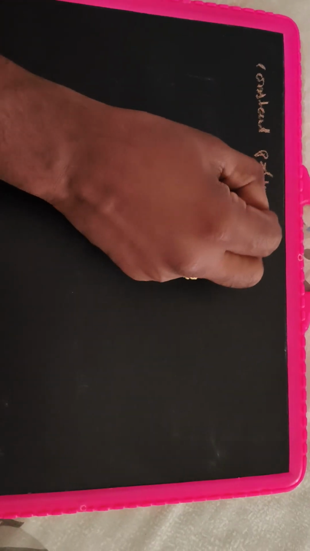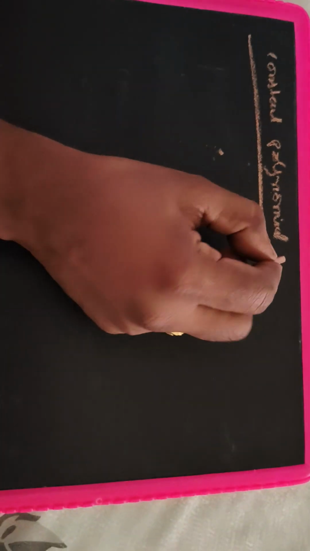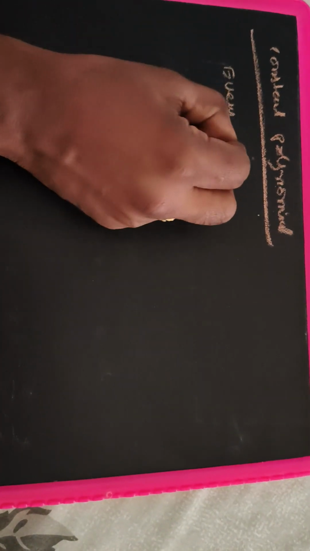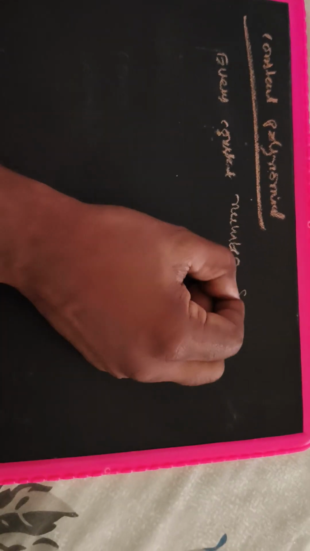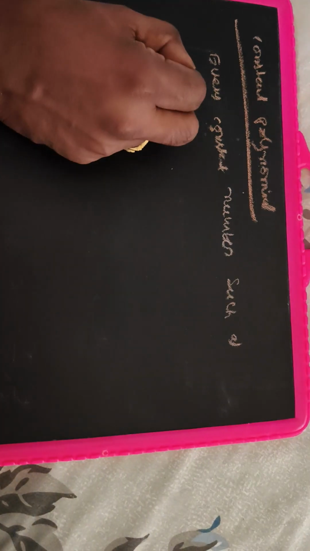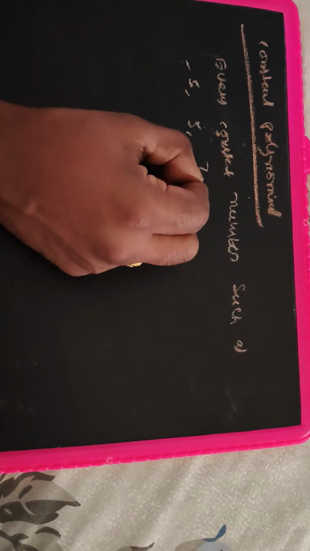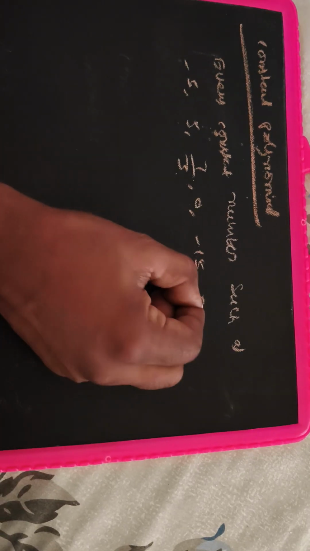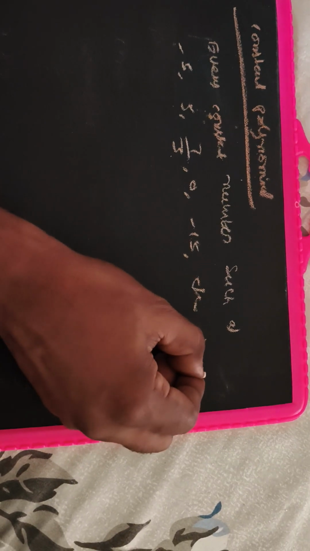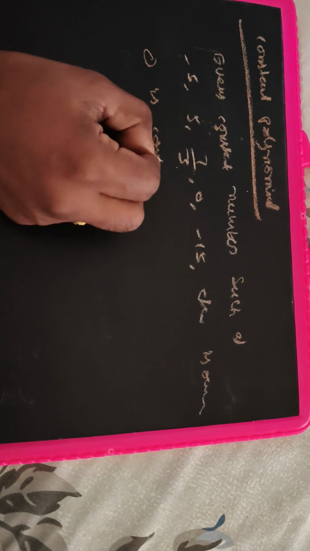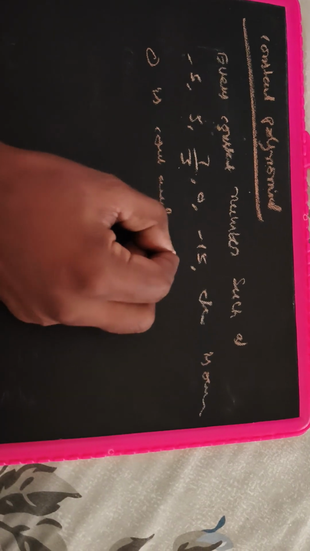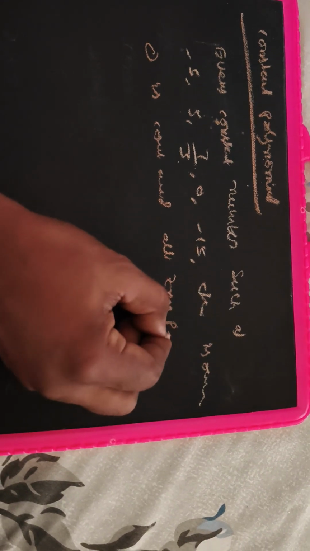Constant polynomial. What is the constant polynomial? Every constant number, such as minus 557/3, minus 15, etc., is a constant polynomial. 0 is a constant polynomial and is also called the zero polynomial.